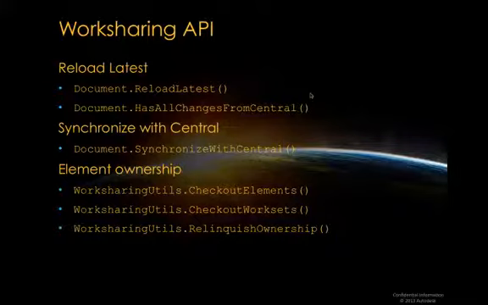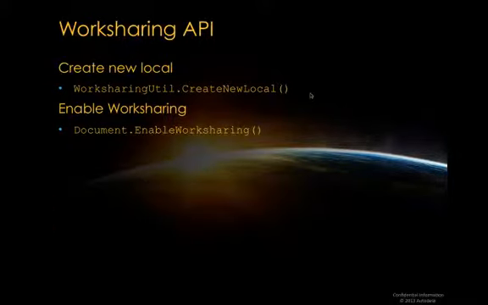So you can reload the latest, check whether changes from central have all been applied, specify that synchronize with central should be executed, and there's some access to element ownership, so you can check out elements, check out worksets, and relinquish ownership again. You can also create a new local file and enable worksharing on a document.